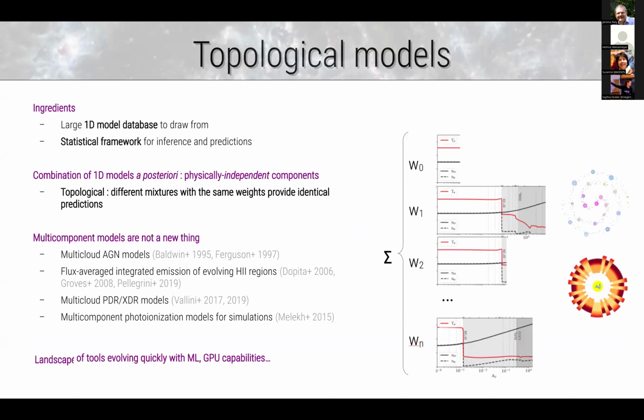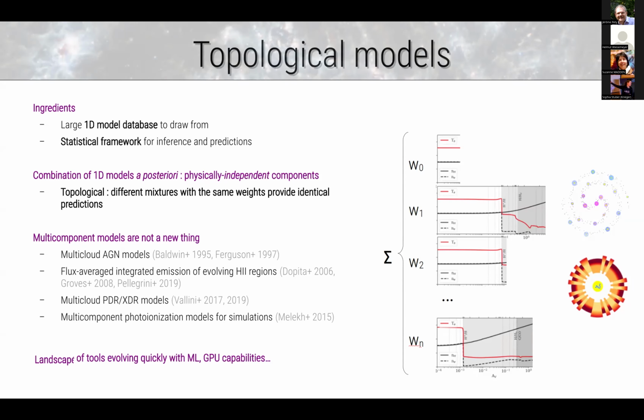So to make more topological models, you need a large database of 1D models to draw from, and you need a statistical framework for the inference and the predictions. An important caveat is that the combination of 1D models will be done a posteriori, which means that the components are physically independent. And that's why it's called topological, because the different mixtures with the same weights will provide identical predictions. Here is an example of a combination. You have a linear combination with different weights. The weights will be inferred by the statistical framework.